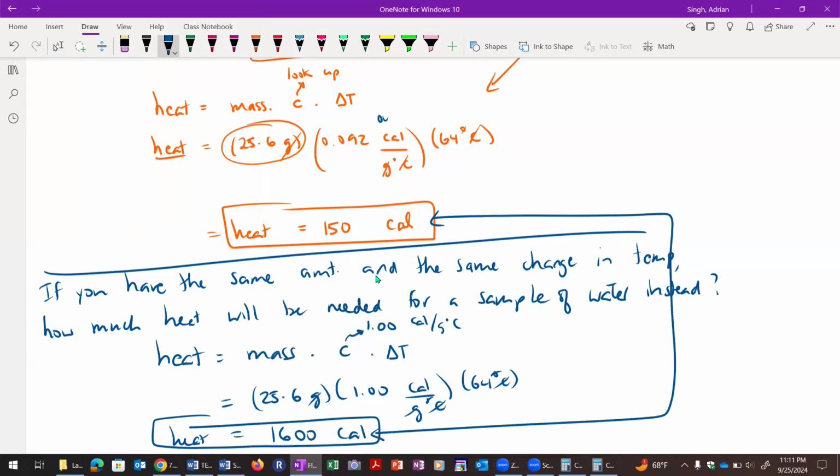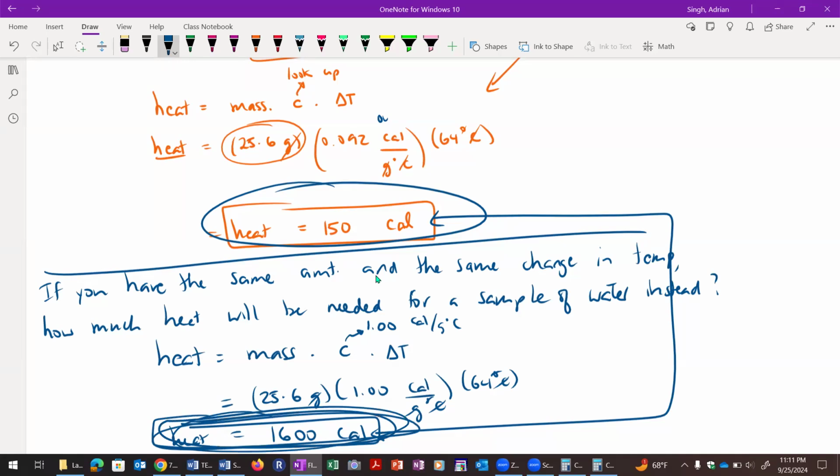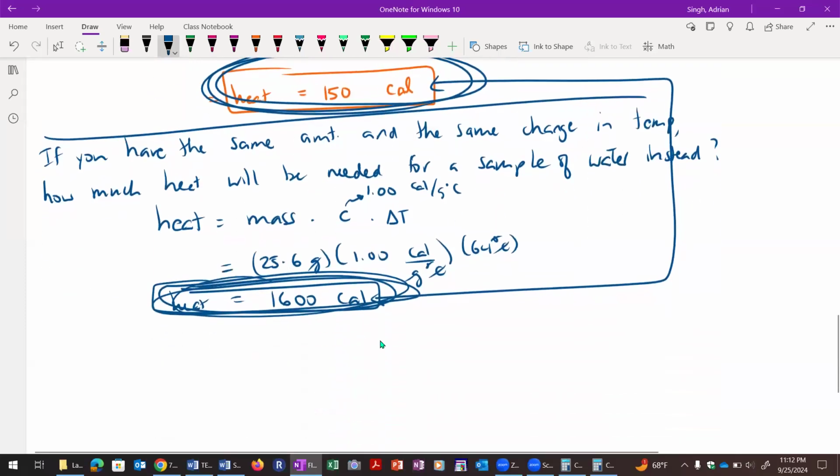Okay, so now I can do a really, really quick comparison here with these two values, right? If we have the same amount of two different substances, we have copper here at the top, 25.6 grams of copper. We have 25.6 grams of liquid water on the bottom. We want to increase their temperatures by the same amount, by 64 degrees Celsius, it takes more than 10 times as much heat for the water to increase its temperature compared to the same amount of copper that we have, right? And again, that has a lot to do with just the much lower specific heat of the copper, the metal, compared to water itself.